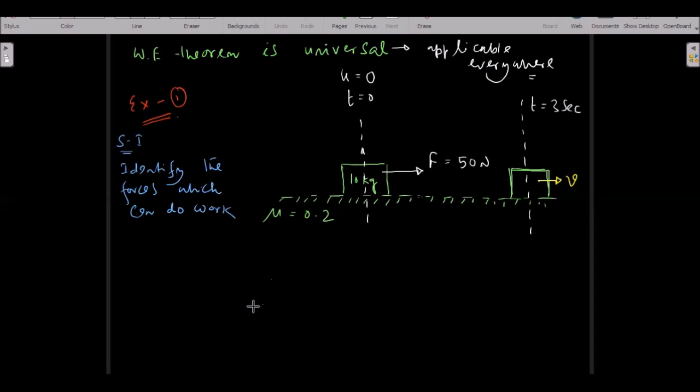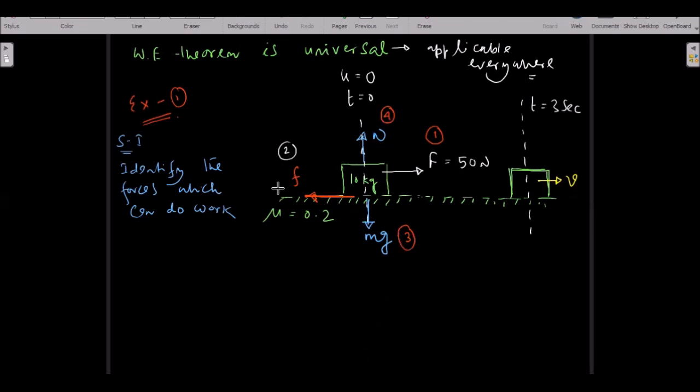So identify the forces which can do the work. So let us identify the forces. We'll tag them one after the other. So here is force number 1, that is the external force acting. In the backward direction, in this direction here, friction force will act. So let us say this is force number 2. What is the other force acting? In the downward direction mg is acting, and here in this direction, normal force is acting. So let us tag them as force number 3 and 4. So first we have identified the forces.